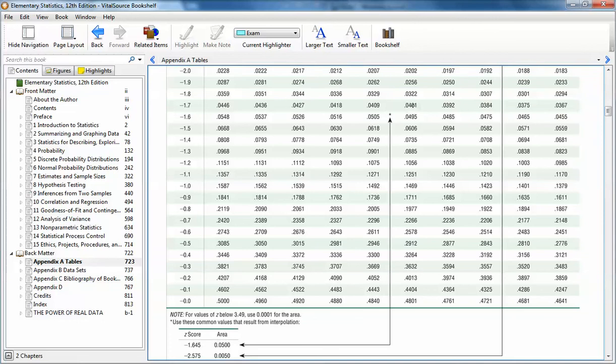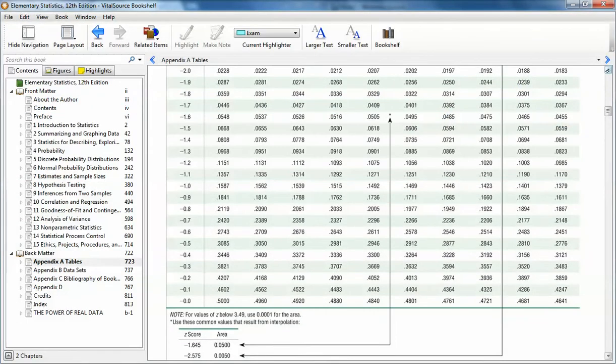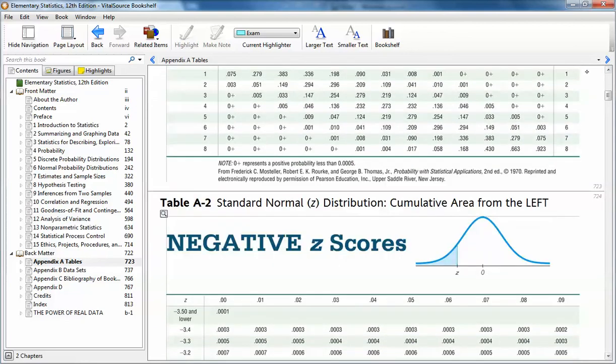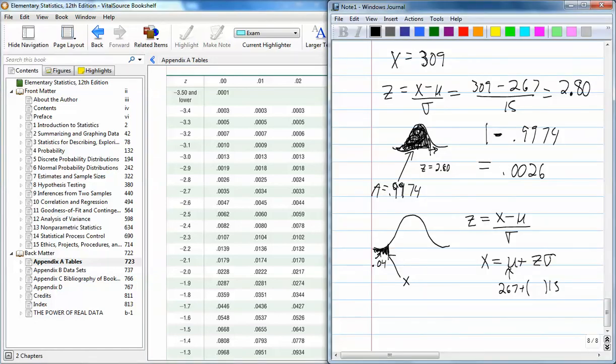0.0401. Okay, so I did it again. Let me get out of that. 0.0401. Going too far. That's going to be negative 1.7. See, negative 1.75. Negative 1.75. So our z is negative 1.75.